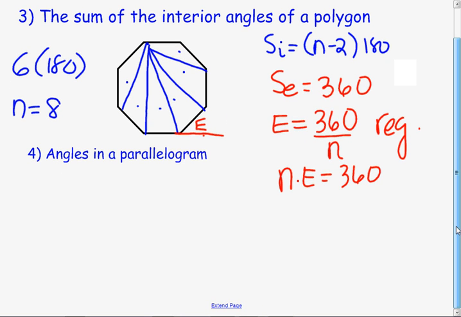Okay, so those are some quick little things you might see, you might not. Now, I'm going to draw a parallelogram.